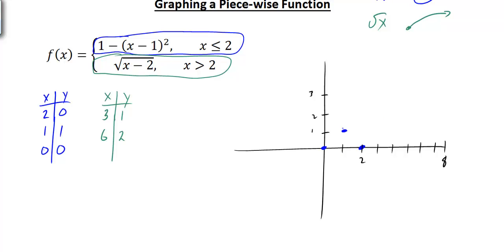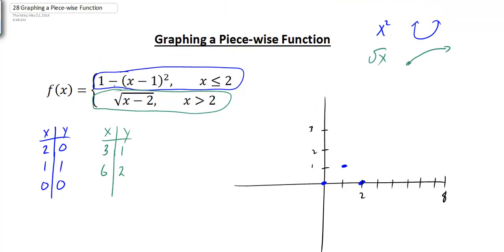Now, what's happening here is we have a parabola, and because of this negative sign, our parabola is actually opening downward.